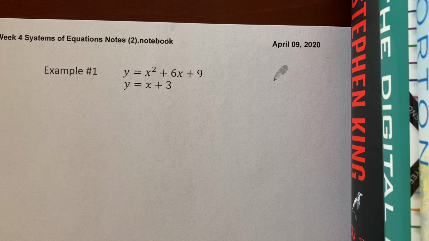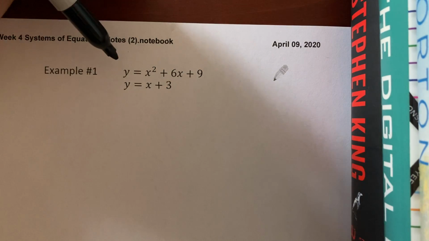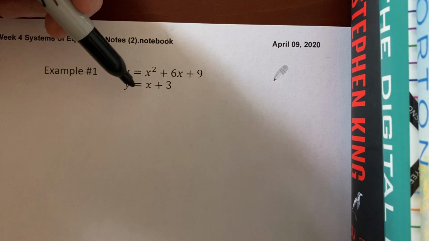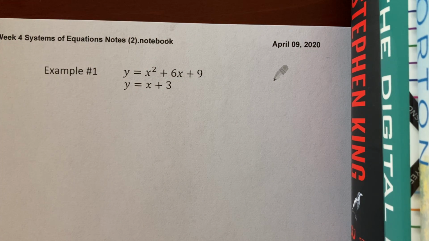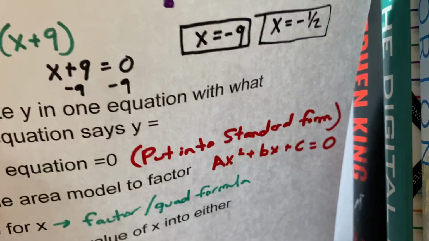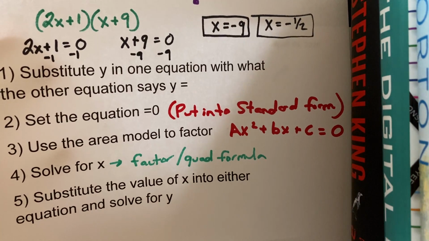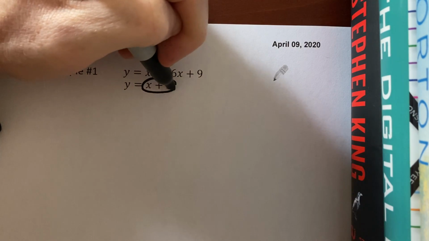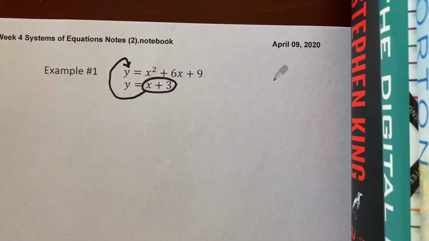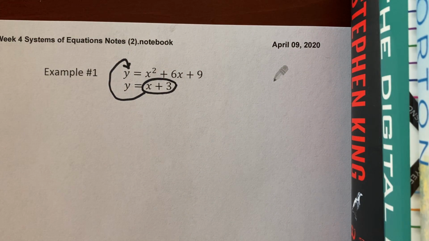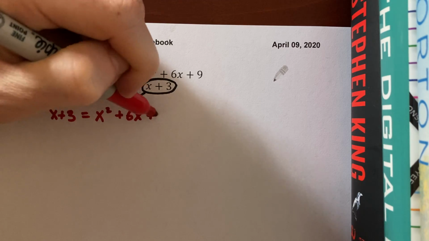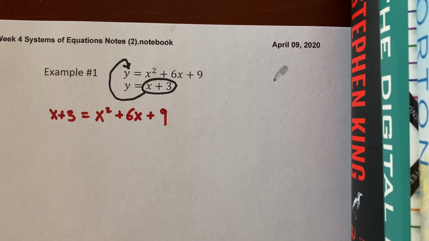I'm going to do example, this is also example number 1, poorly titled here, but example number 1. If you notice, I have y equals x squared plus 6x plus 9. I know this is my quadratic equation because it has the x squared. And then I also have y equals x plus 3, which is my linear function. So going back to those steps, always use your notes to help you out. My first step: substitute y in one equation with what the other equation says y equals. That's a bit of a confusing way to say it. I'm going to take this x plus 3 and substitute it in for this y. All right, so first thing, I get x plus 3 equals x squared plus 6x plus 9. Second step, going back to reference my notes here.